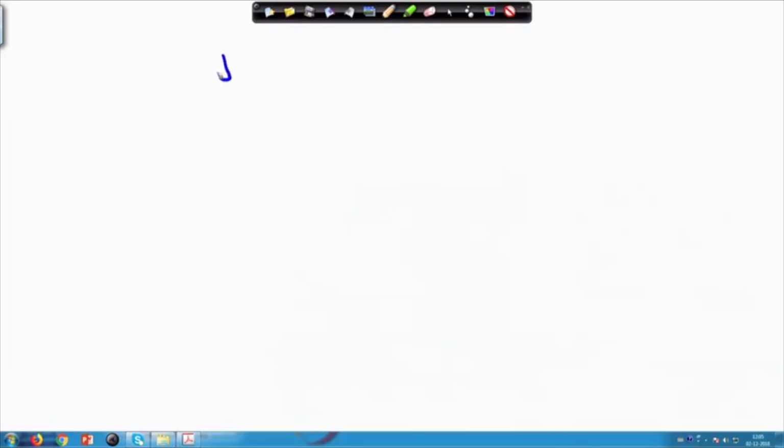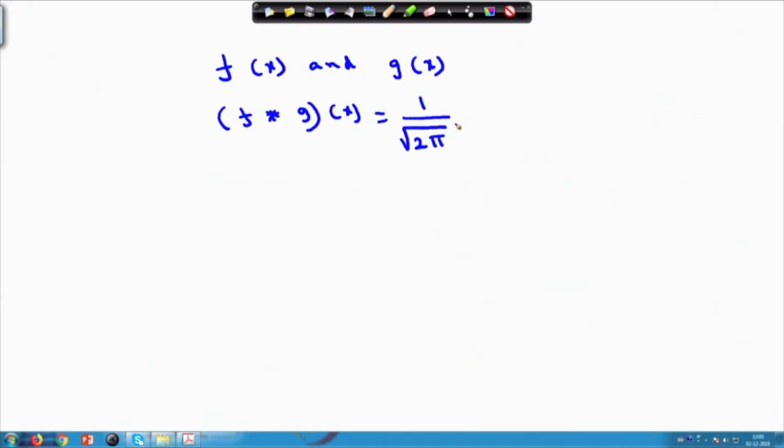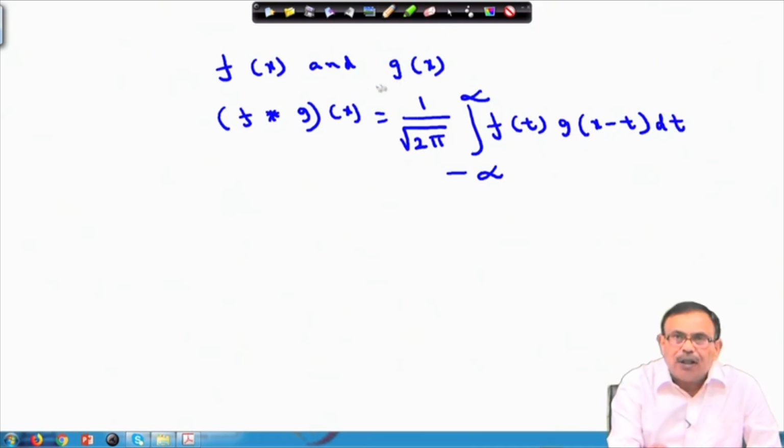If two functions f(x) and g(x) are given to us, then the convolution of these two functions is defined as f star g of x, which equals 1 by root over 2 pi, integral from minus infinity to infinity of f(t) into g(x minus t) dt. Here it is a little different because of the 1 by root 2 pi factor.